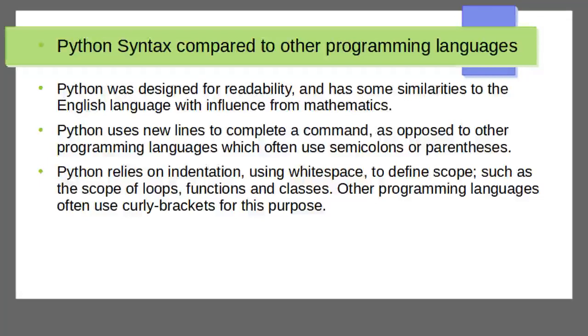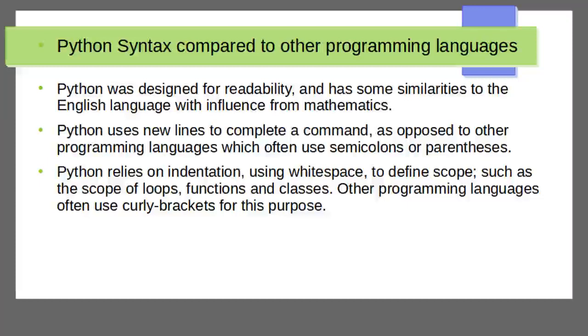Now, Python syntax compared to other programming languages. Python was designed for readability and has some similarities to the English language with influence from mathematics. Python uses new lines to complete a command, as opposed to other programming languages which often use semicolons or parentheses. Like in Java, we have to add a semicolon at the end of every command. But in Python, no need to do this.